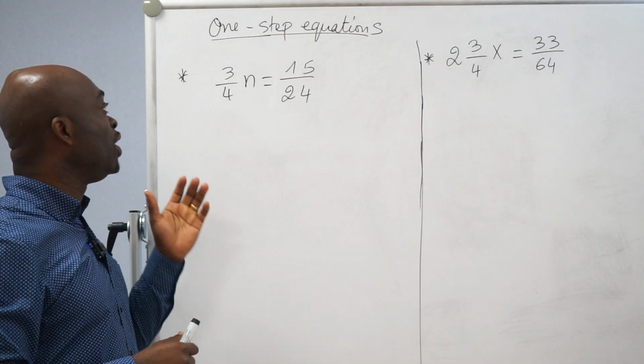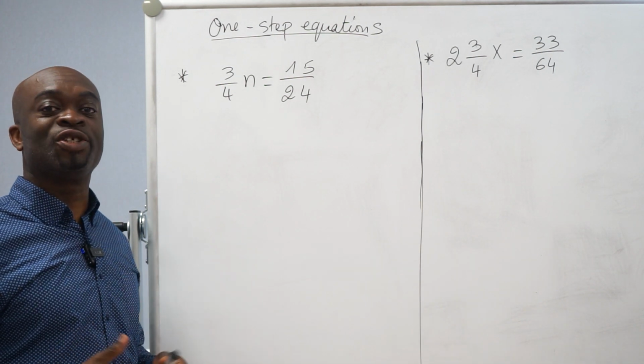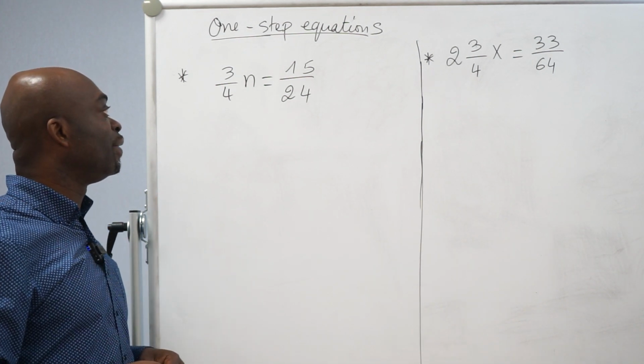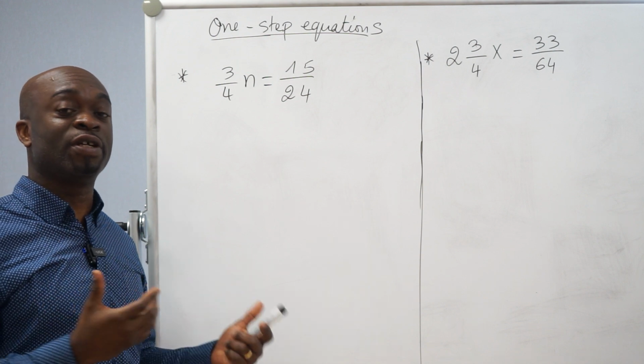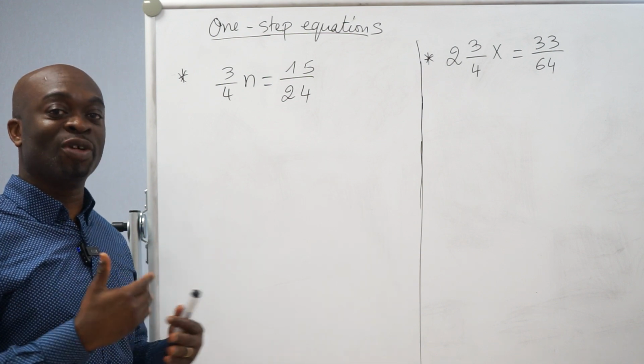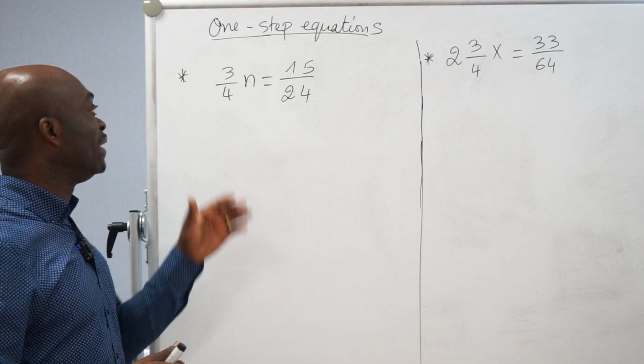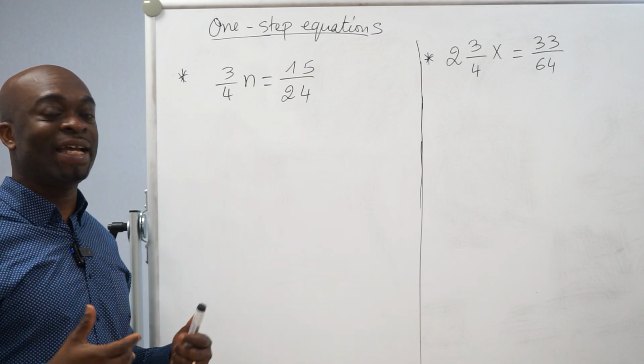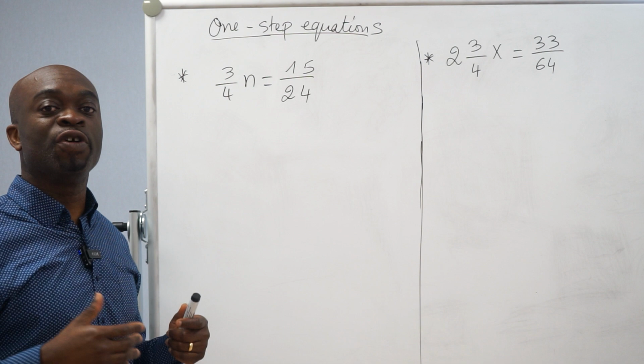So hi guys, we continue with the one-step equation here. As we can see before, get back to the other videos as well. We just keep improving, getting better at it. And then here we have 3/4 times n equals 15 over 24.